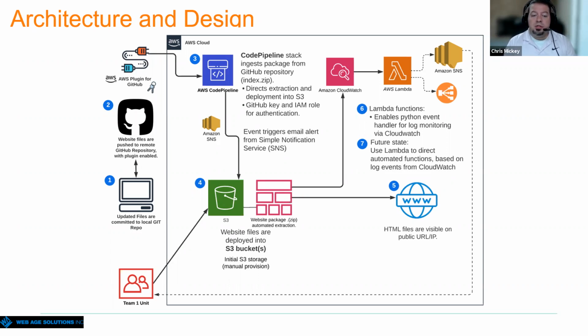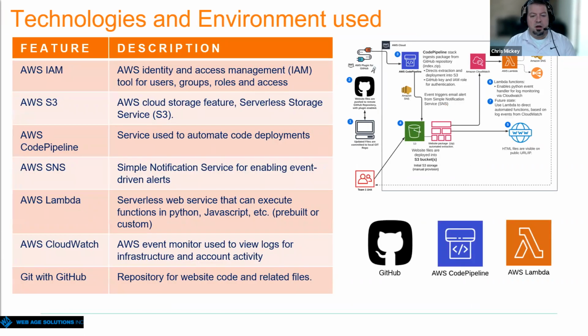Along the way, that event triggers an SNS notification that emails us to let us know that an update was made. And then once those files hit the bucket, they get extracted and our website moves out to the public internet that's accessible via URL or IP address. And then it also triggers some logs in CloudWatch, which we have a very basic Lambda function set up that later on would allow us to enable some more advanced monitoring and automation via that Lambda function. So I'm going to go ahead and pass it off to Sarah and let her talk a little bit more about some of those technologies and the environment.